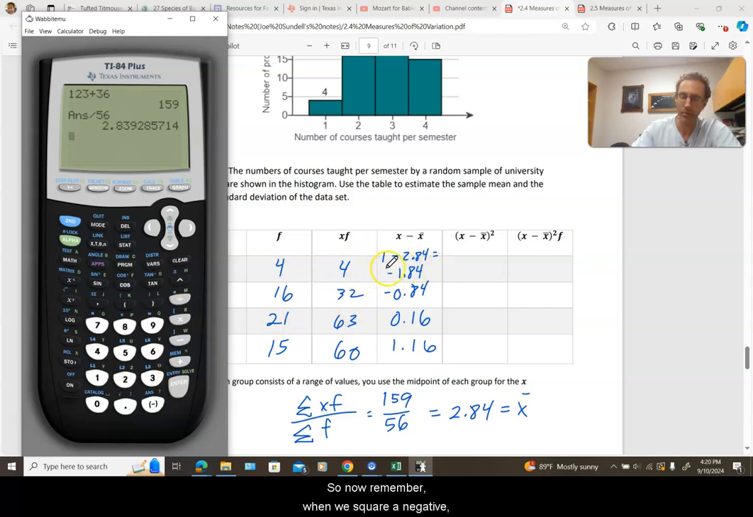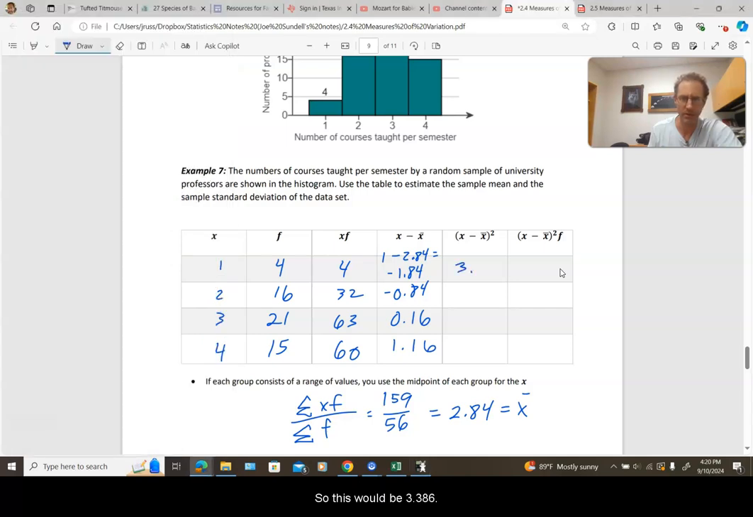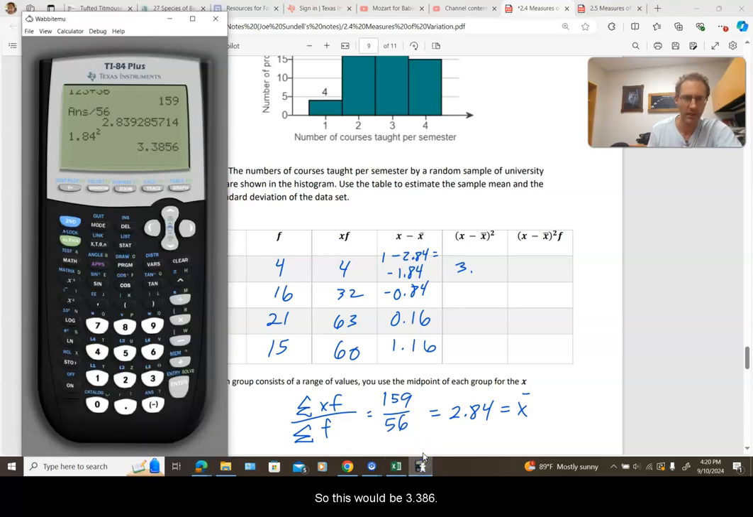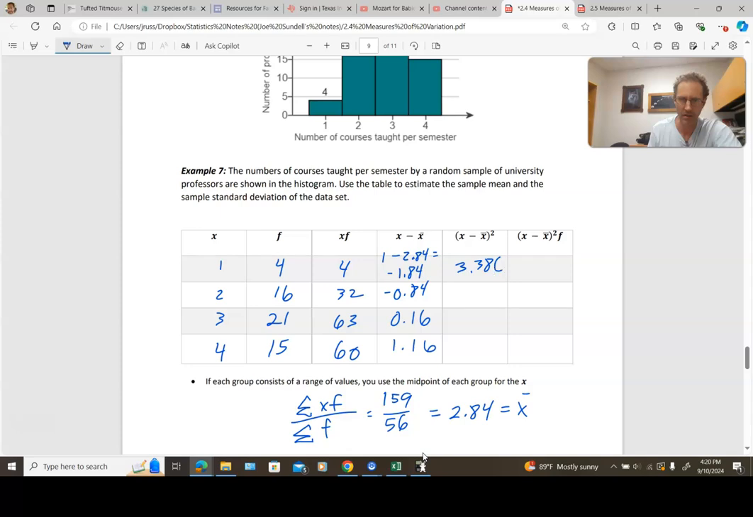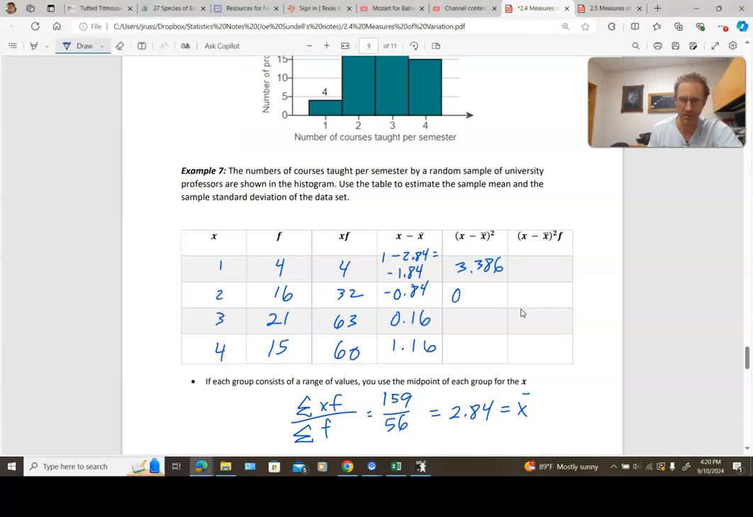Now remember, when we square a negative, it always becomes a positive. So I could just put 1.84 in there and square it. And I'm going to round this to, I guess, 3 decimal places. So this would be 3.386. And then I'm going to square 0.84. Remember, you can ignore the negative because they're all going to become positives when we square them. And to 3 decimal places, this would be 0.706.